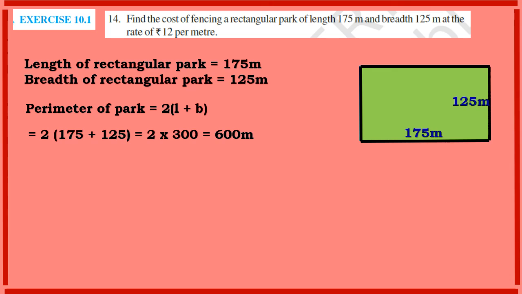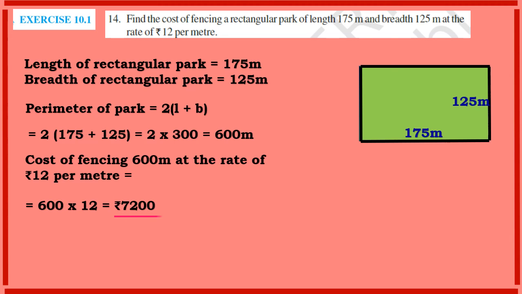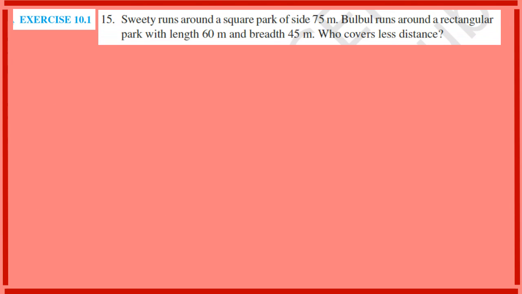Now the cost of fencing is 12 rupees per meter. 1 meter costs 12 rupees. So for 600 meter, how many rupees? 600 into 12, that is 7,200 rupees. Next question, question 15.